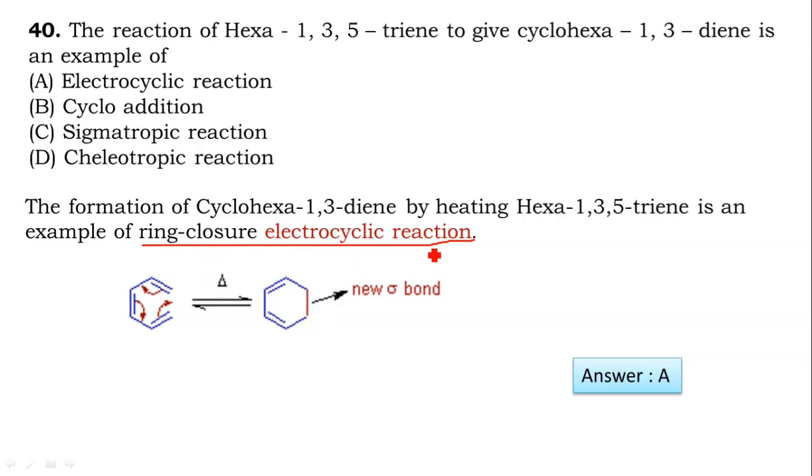It was not a cycloaddition reaction. You are not adding one compound with another compound. So cycloaddition was ruled out, and it was not a sigmatropic reaction. It was not a sigmatropic reaction like this, and it was also not a cheletropic reaction, because it is an electrocyclic reaction where ring closure occurs by shifting of bonds.